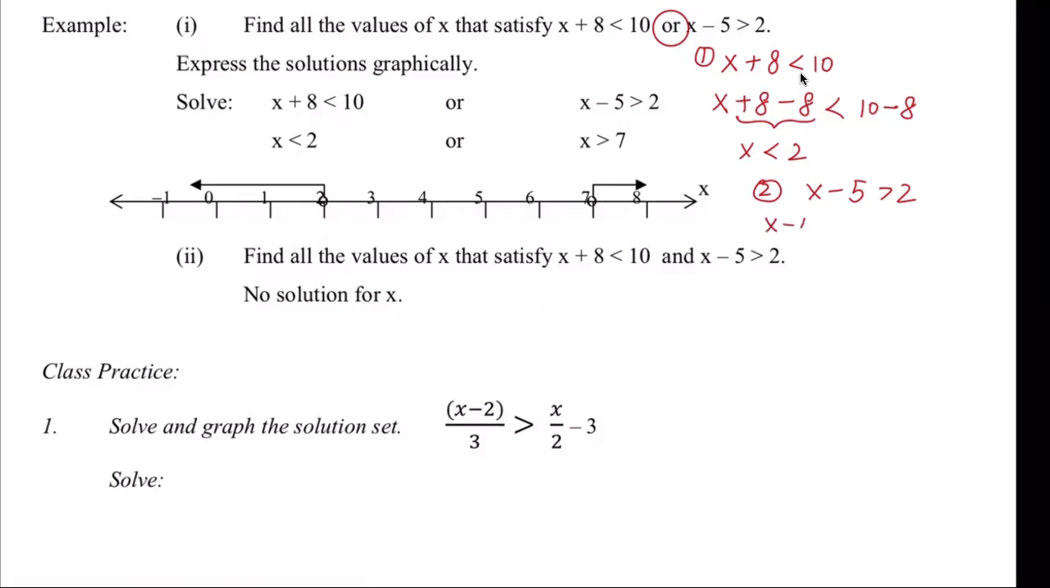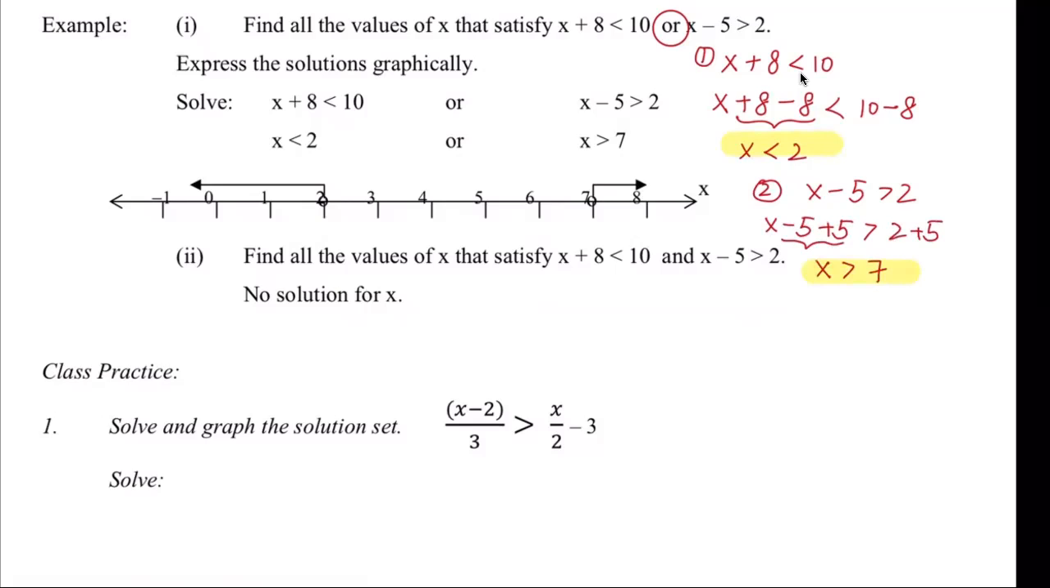So x minus 5 plus 5, and 2 plus 5. Minus 5 plus 5 becomes 0, right? So the answer is x is greater than 2 plus 5, which is 7. Okay, so we got our two answers here.